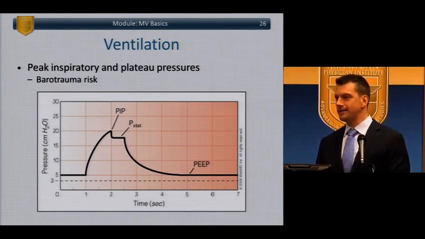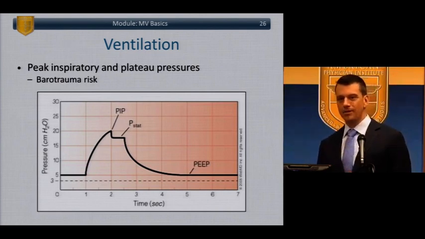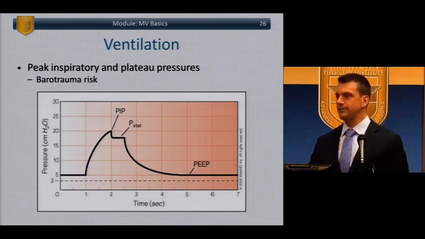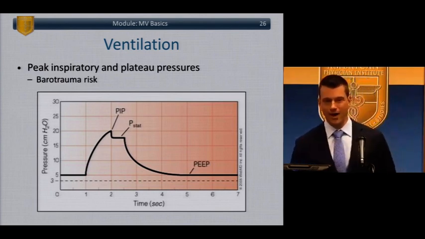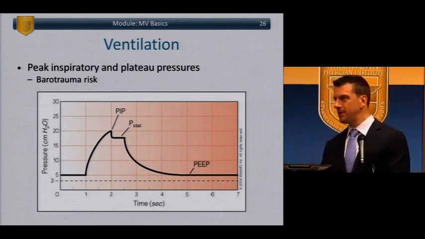The way to think about that is when you're blowing up a balloon, what's the hardest part? The first breath or the last? It's getting it to open. You have to have huge amounts of pressure to get it to pop open, but once it does, it becomes easier to inflate. The alveoli work the same way, so you want to avoid that high pressure that's needed on a closed alveolus and keep it open with PEEP.